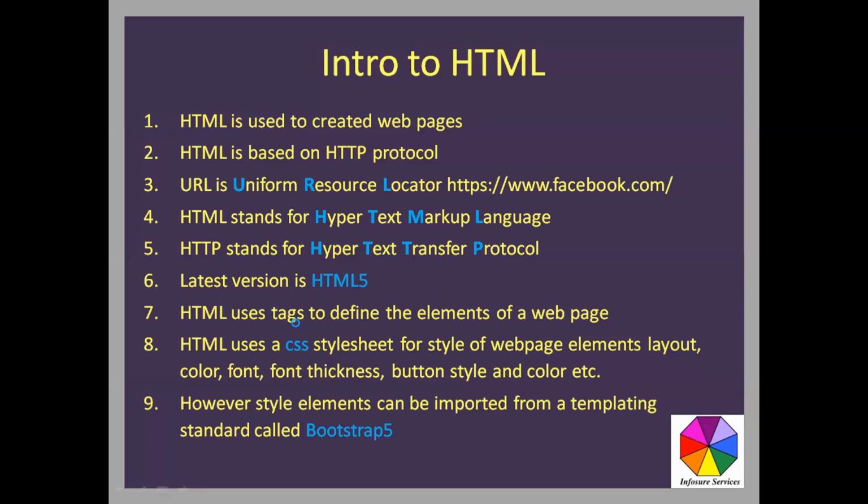Okay, the page is described in the form of tags to define the elements of the web page. We'll see some details. Then HTML uses a style sheet. The tags are all about content, whereas the style sheet covers things like the background color, the foreground color, the color of the text, the color of the buttons. All these style elements are put together in a file called CSS, or cascading style sheet file.